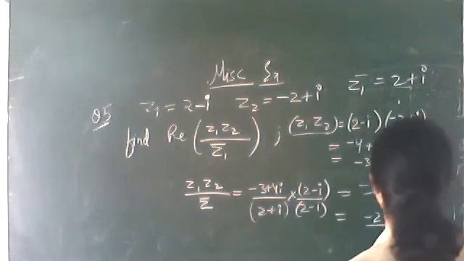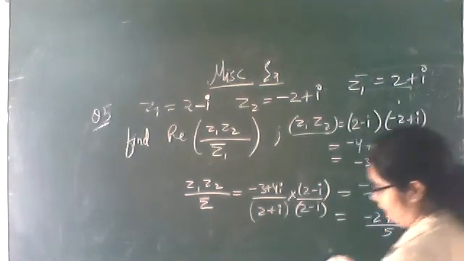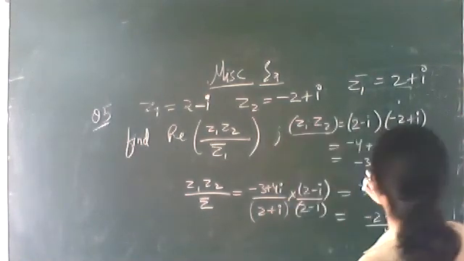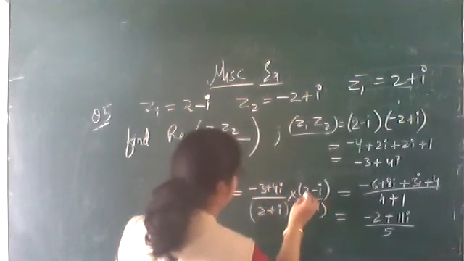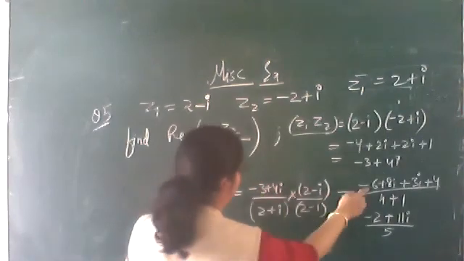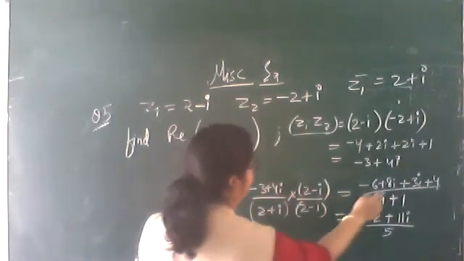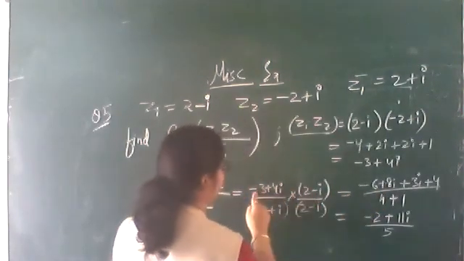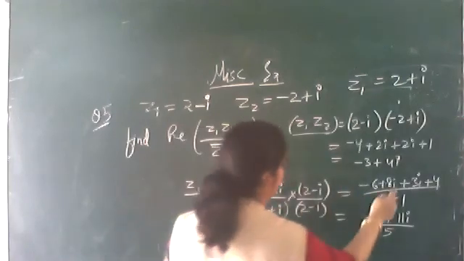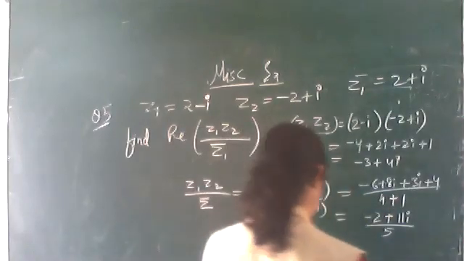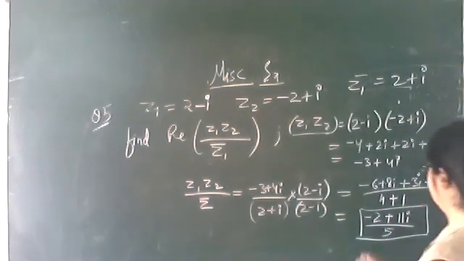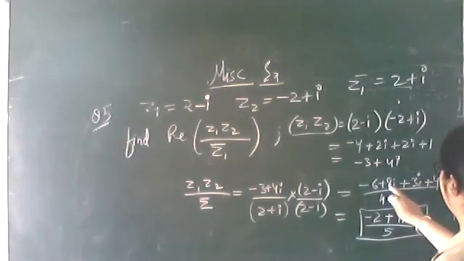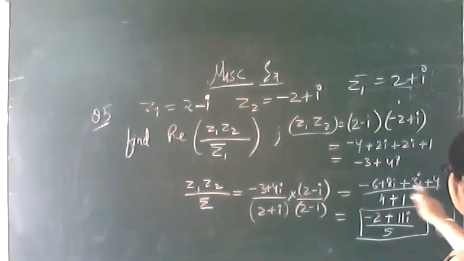Wait a minute. What we are having, Z1 into Z2, we got minus 3 plus 4 iota, and here we are having 2 minus iota. Just see it again. Minus 3 into 2 is minus 6, 2 fours are 8 iota, minus iota into minus 3 is plus 3 iota. Clear? So this is your answer. Clear? 8 plus 3. Is that clear or not?